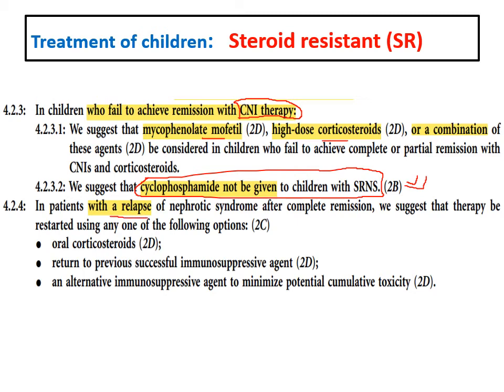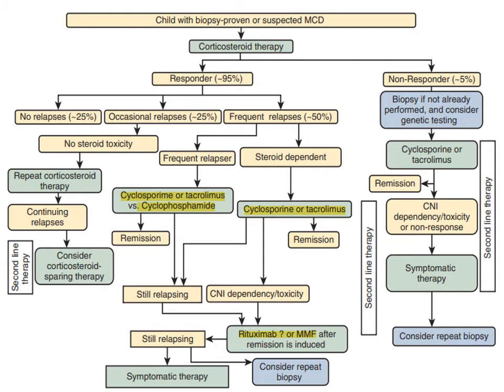If a child has a relapse, they should be treated with oral steroids and return to the previous successful regimen. This is an algorithm describing the history and treatment of children. In a child with biopsy proven or suspected minimal change, we should start steroid therapy. Usually they will respond in 95% of cases.